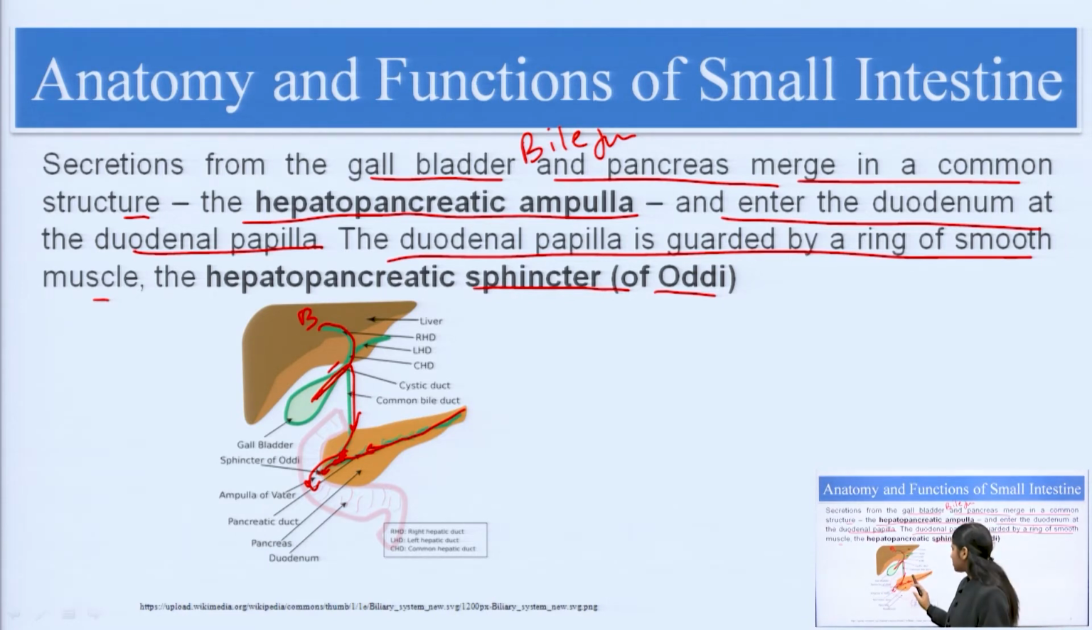I hope this is clear to all of you about why the duodenum part is important, and how the secretions from the gallbladder and the pancreas come through this common duct into the duodenum with the help of the hepatopancreatic sphincter.